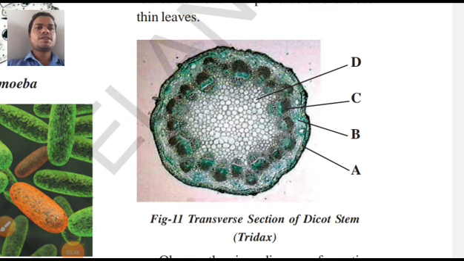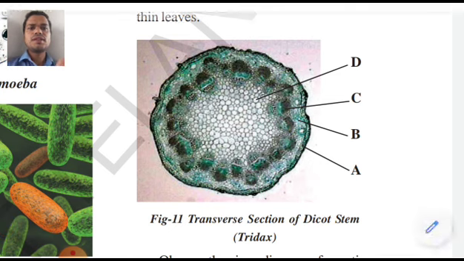Now as you see here, this is the transverse section of a dicot stem. Here under that he wrote Tridax. What is the meaning of Tridax? Tridax is a scientific name. Tridax procumbens is nothing but, in Telugu we call this Gaddi Chamanti. Have you ever seen some small marigold flowers, chamanti flowers, in your garden? Now this is the stem of that plant.